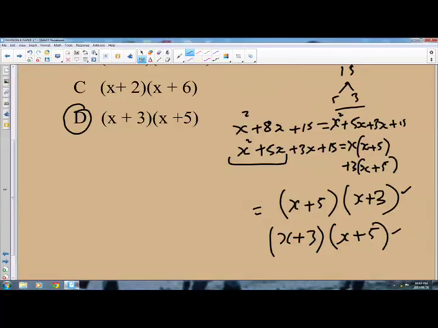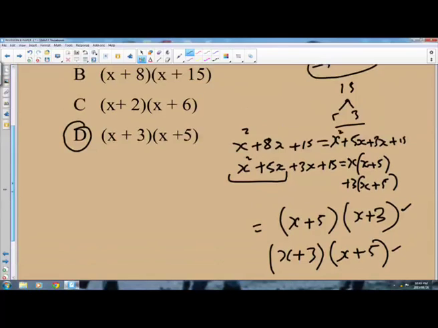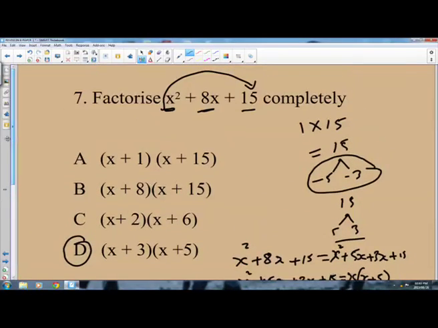That's the answer to the question. We said factorize the expression x squared plus 8x plus 15. All you do is look for the factors of 15 such that when you multiply them, they give you 15, but when you add them, they give you the middle term. In this case, the middle term is 8.